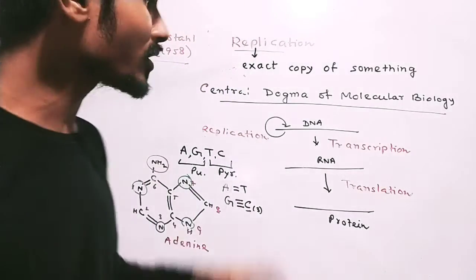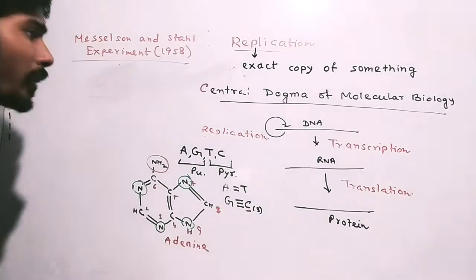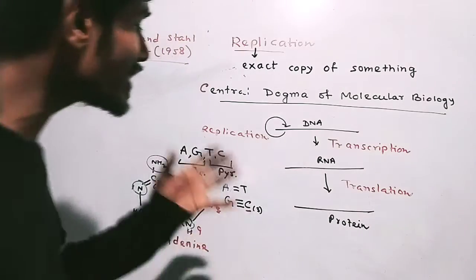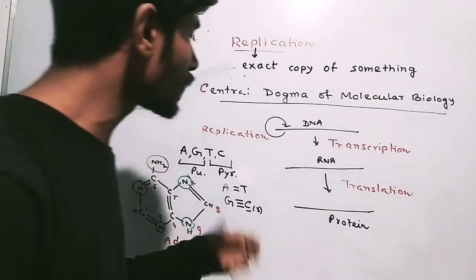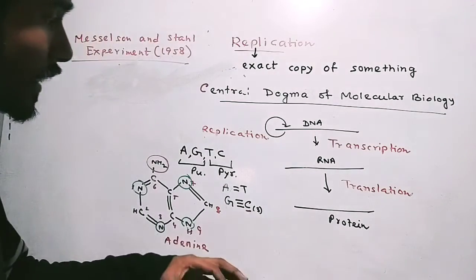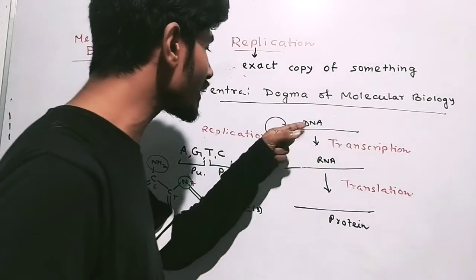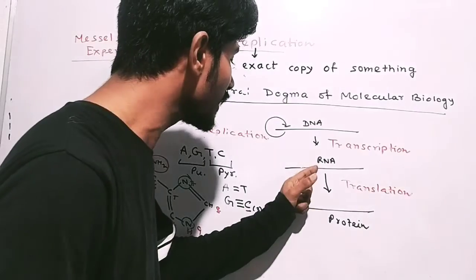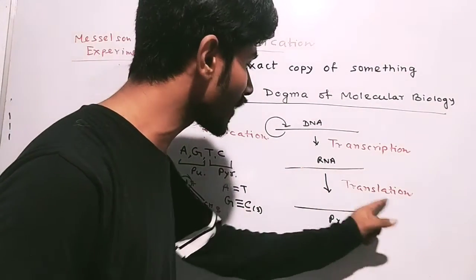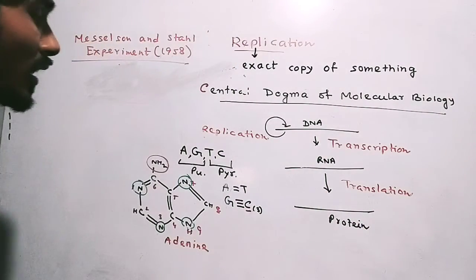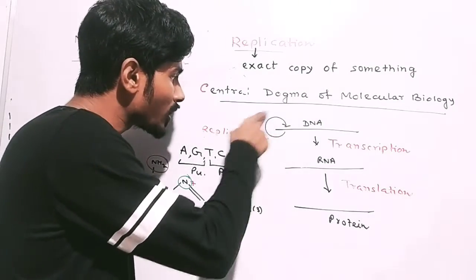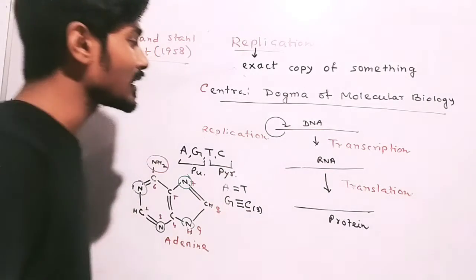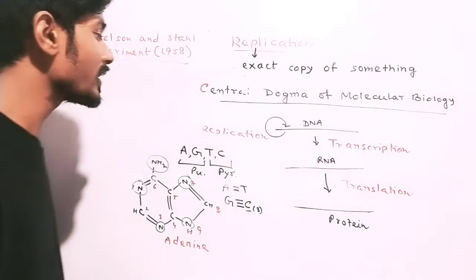Okay. Now, let's talk about the central dogma of molecular biology. The central dogma tells us that from DNA we get RNA, and from RNA we get protein. The synthesis of RNA from DNA is called transcription, whereas the synthesis of protein from RNA, mainly the mRNA, is called translation. Okay? You can see here that new DNA molecules can be synthesized from old DNA molecules, and this is the process of replication.